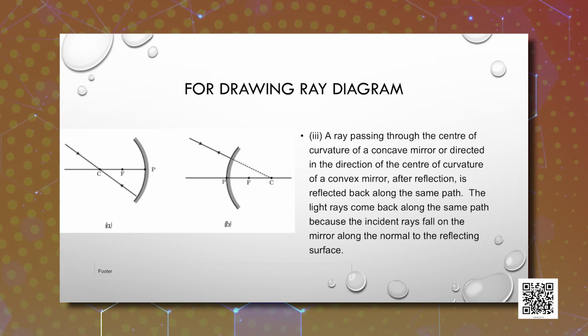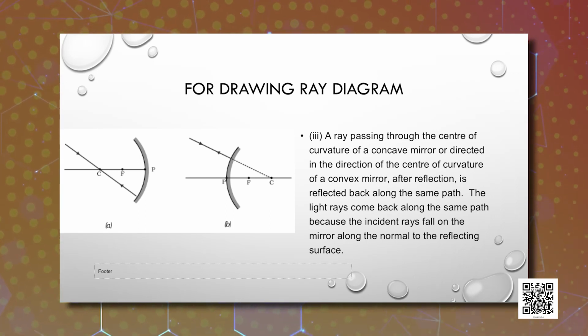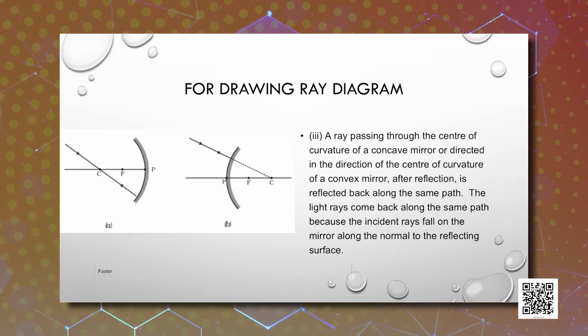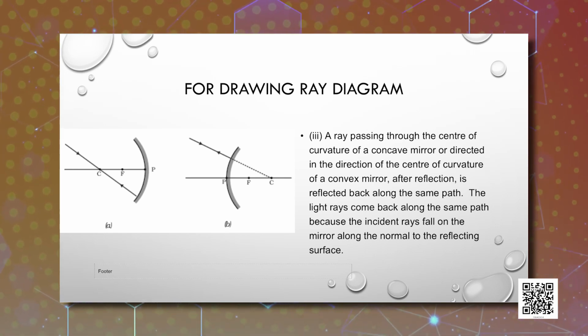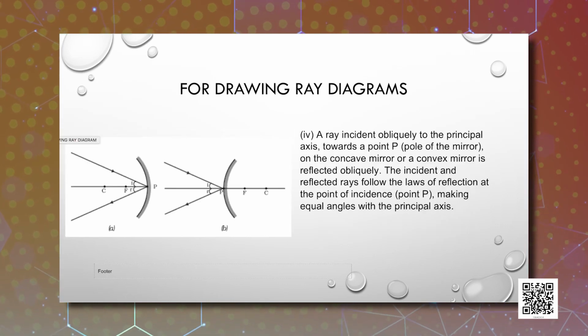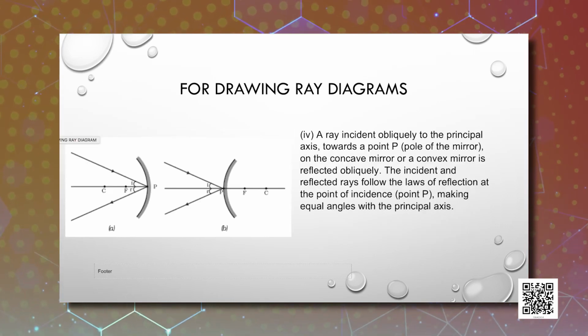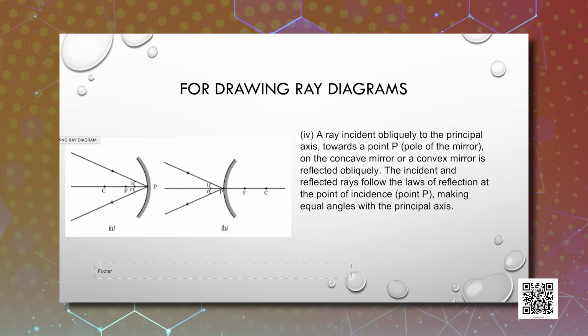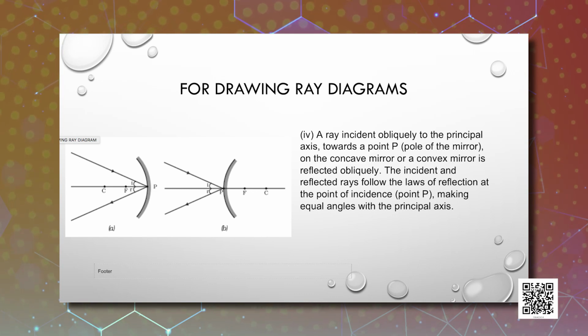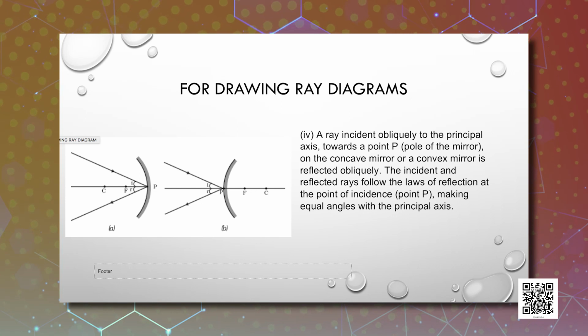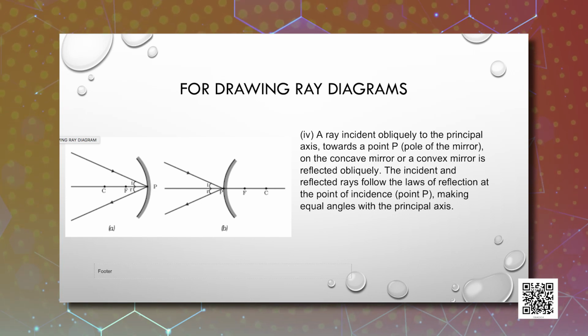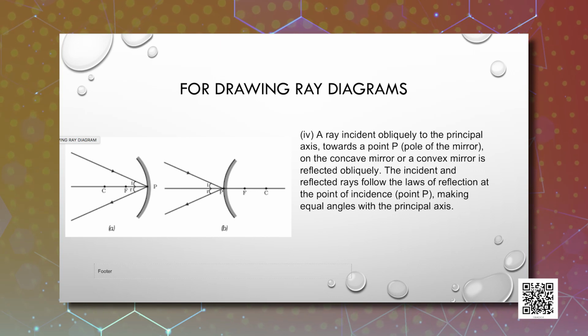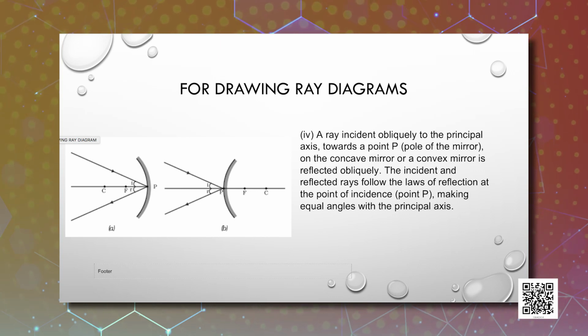The light rays come back along the same path because the incident rays fall on the mirror along the normal to the reflecting surface. A ray incident obliquely to the principal axis towards a point P, which is the pole of the mirror, on the concave mirror or a convex mirror is reflected obliquely. The incident and reflected rays follow the laws of reflection at the point of incidence, which happens to be the pole, making equal angles with the principal axis.